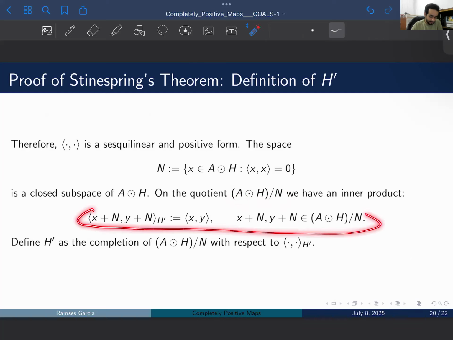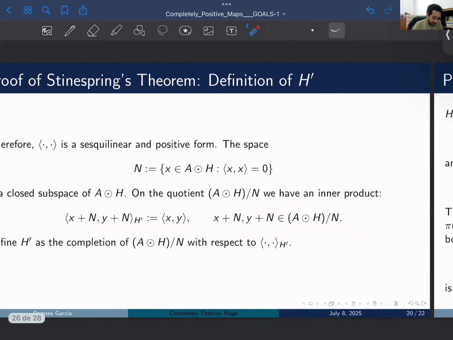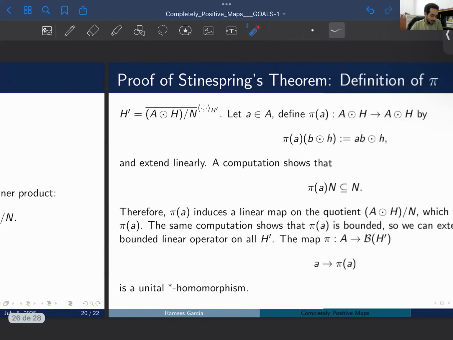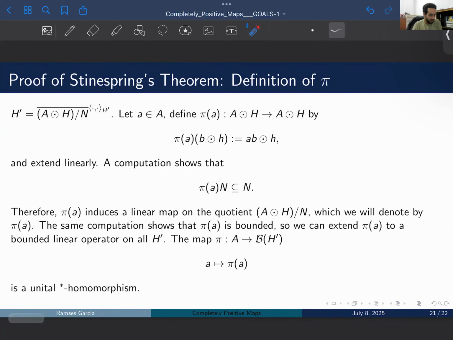In the natural way, we define this new inner product just by taking a representative, and define H prime as the completion of this quotient with respect to this inner product. That is the definition of H prime. I write it down here. And we now need to define P.